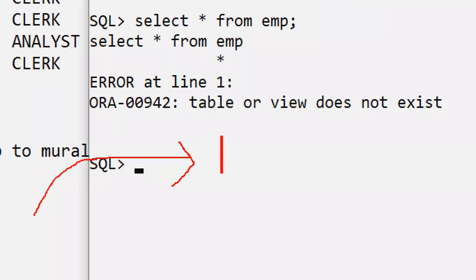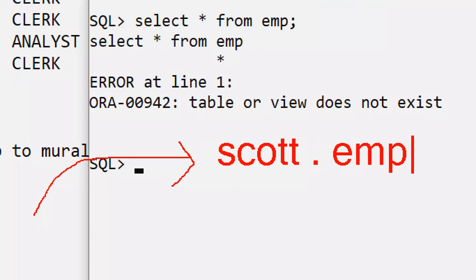Suppose which employee is giving the permission? Scott. That employee name, then the dot operator, and then the object name, Scott.emp, we are using. Then only it works. Select star from Scott.emp, update Scott.emp, delete from Scott.emp. Any procedure they are giving from one user to another user also: in real-time projects, grant execute on procedure name to username. Then they use exec, and the username dot object name they type, then only it works.